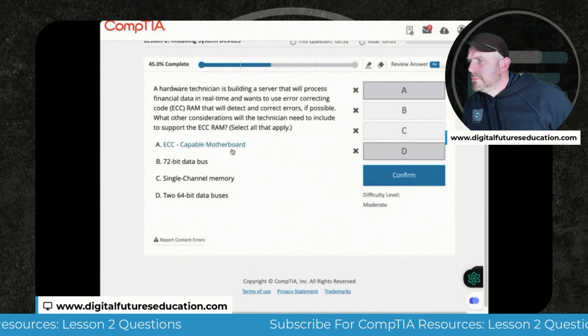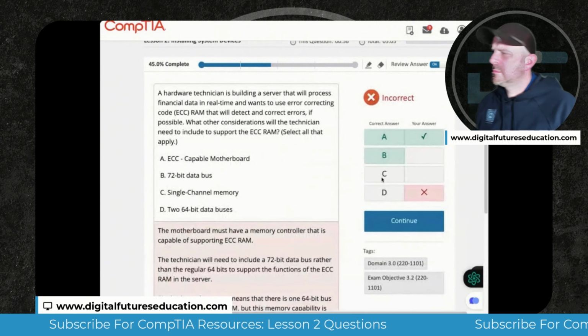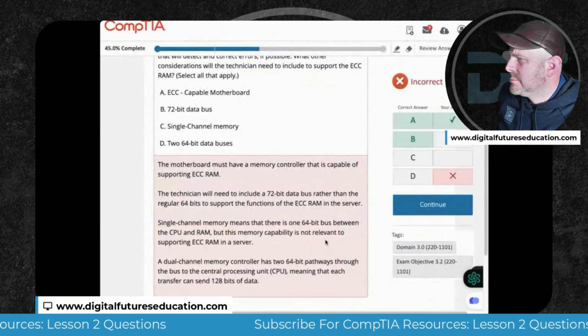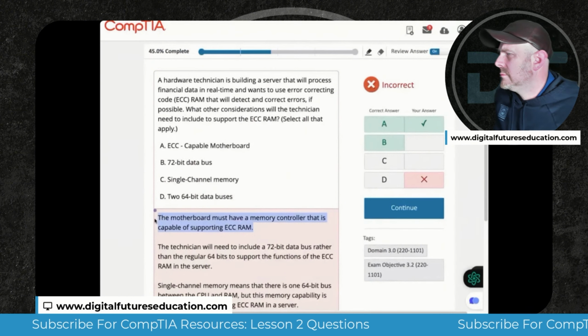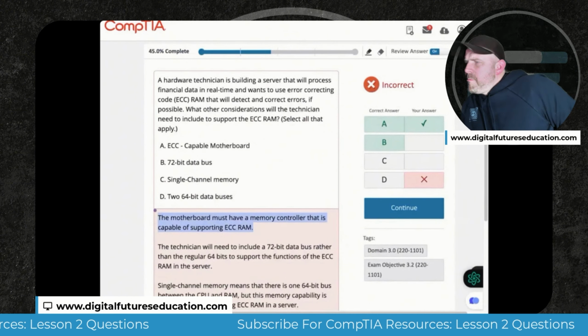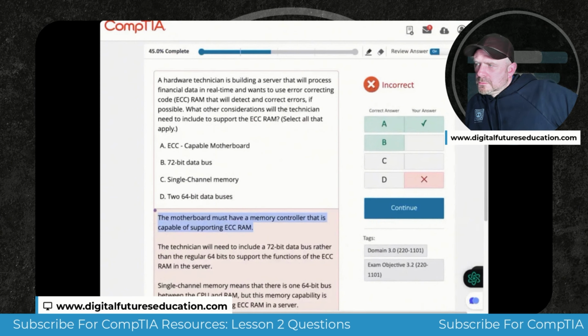So ECC capable motherboard, 2 data bus, and we'll get the definition. We'll figure it out. So the one we were missing was D. So the motherboard must have, and usually the first line is the most important to the answer. Just so you know, the other information is generally additional. The very first line in those responses is generally the thing to really remember.